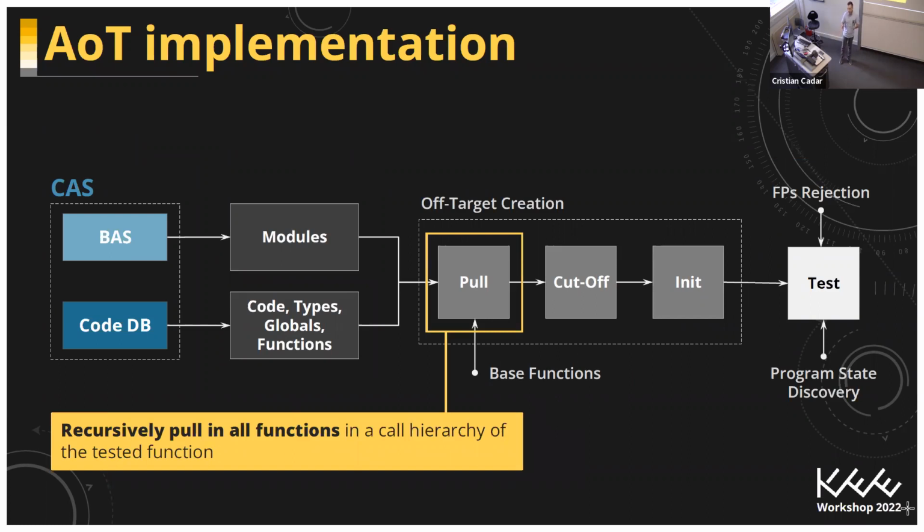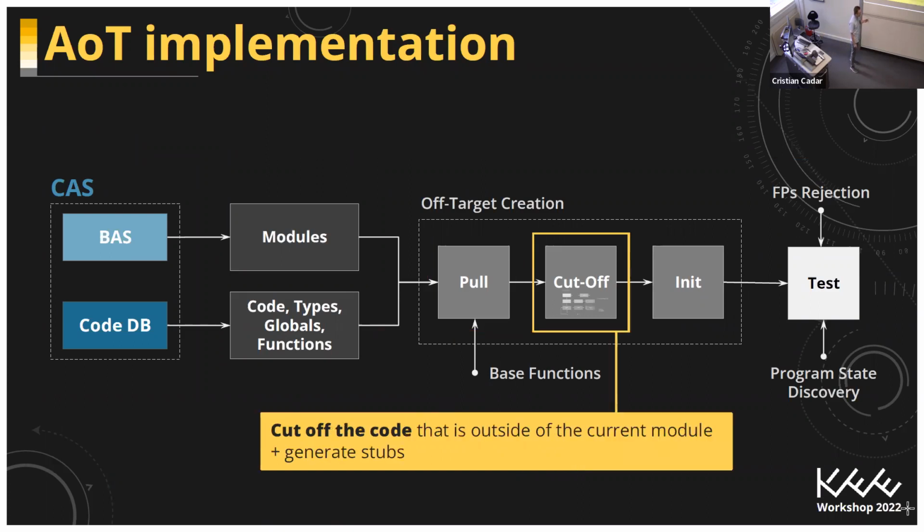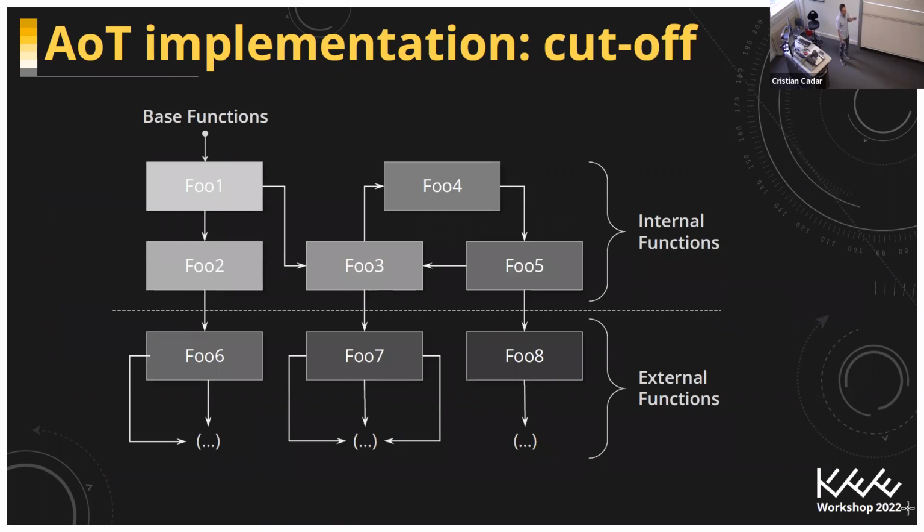But of course, if we do it like that, we might end up pulling a third of the original target. This is very usual for the Linux kernel, where these dependencies go really deep. So you need to cut off at a certain point, and it usually happens for us at the module boundary. All the functions which are in the same compiled module are treated as internal. We keep them. For the other ones, we generate stubs.